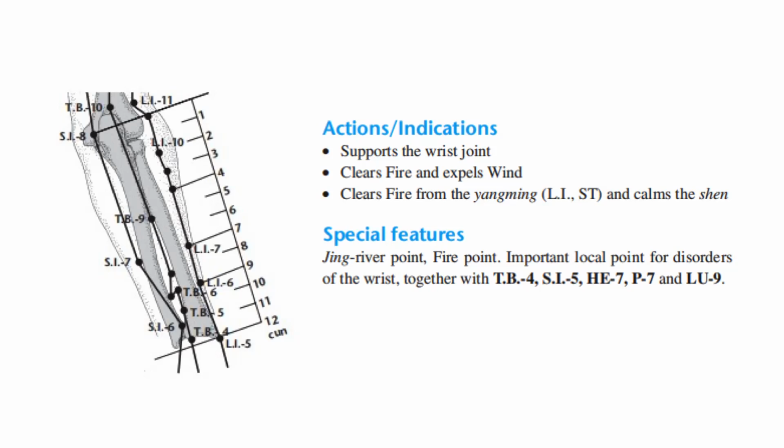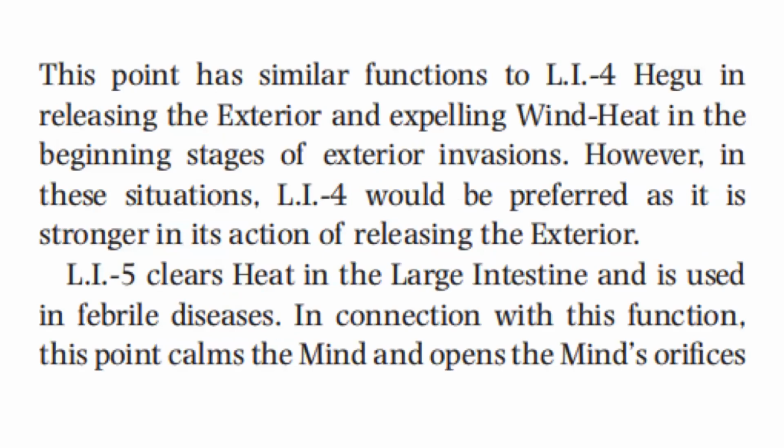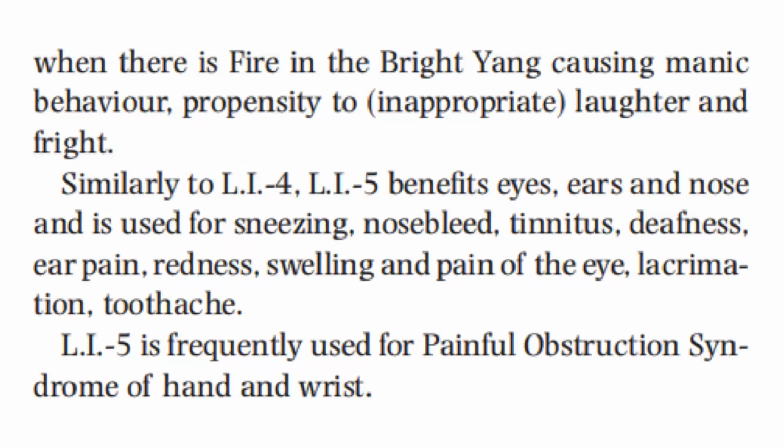Important local point for disorders of the wrist together with TB4, SI5, Heart 7, P7, and Lung 9. This point has similar functions to LI4 in releasing the exterior and expelling wind heat in the beginning stages of exterior invasions. However, in these situations, LI4 would be preferred as it is stronger in its action of releasing the exterior. LI5 clears heat in the large intestine and is used in febrile diseases. In connection with this function, this point calms the mind and opens the mind's orifices when there is fire in the bright yang causing manic behavior, propensity to inappropriate laughter, and fright.